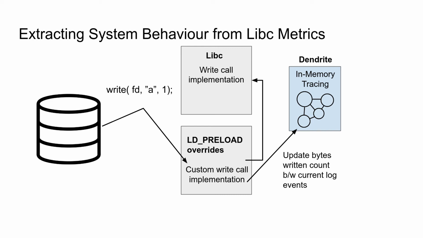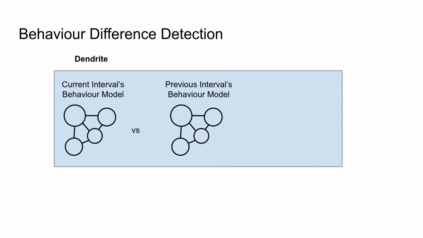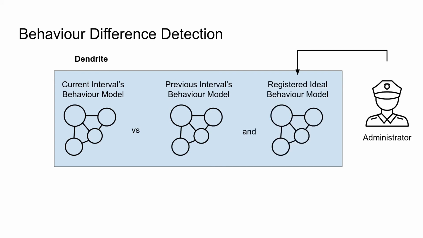Afterwards, the write function is called as usual, preserving the original behavior. Dendrite also obtains aggregate metrics from the system using dstat. By combining all of this information together, Dendrite obtains a holistic picture of system behavior. Dendrite compares a time interval's model against that obtained from a previous interval, as well as a model registered by the administrator that represents ideal system behavior.